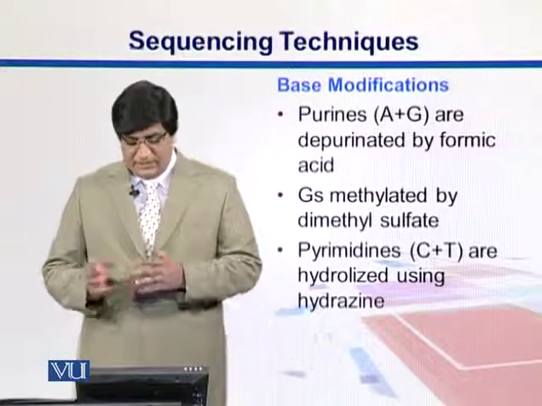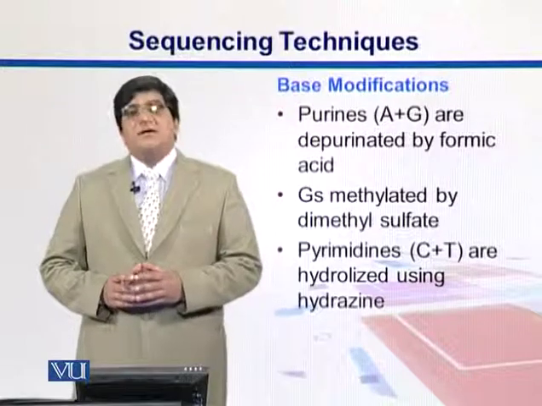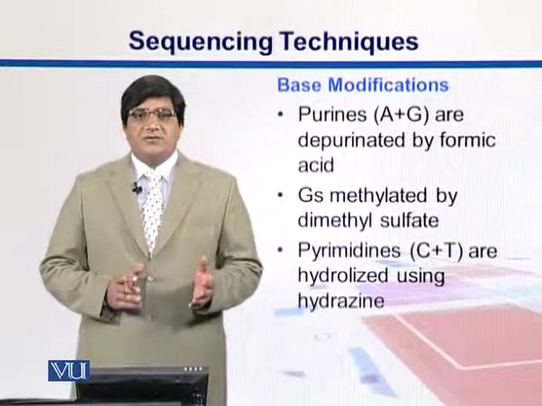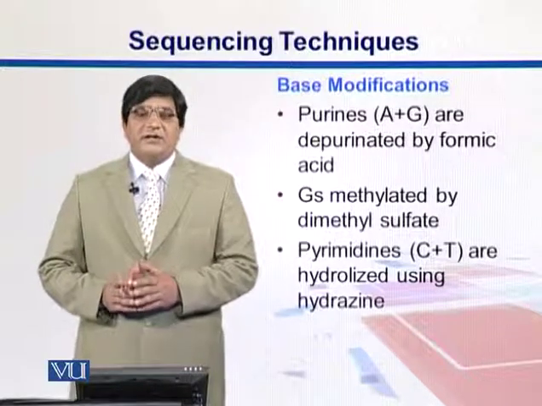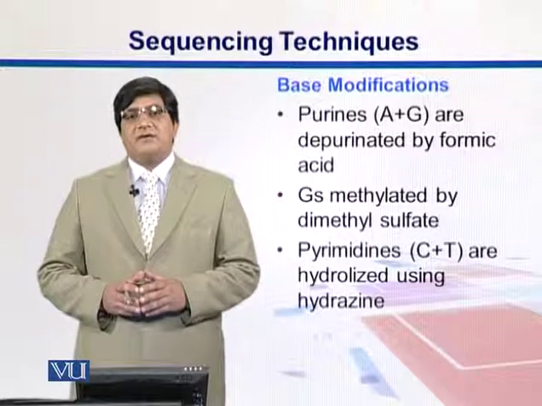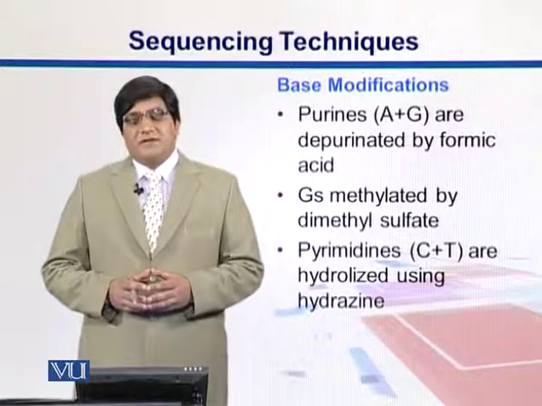So purines are A and G, and they are depurinated by formic acid. In the same way, Gs are methylated. So in this way, first we can identify that there are purines, and then within the purines we can identify whether it's a G or an A based upon this second reaction.